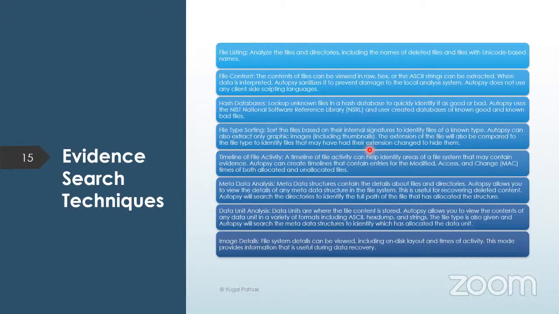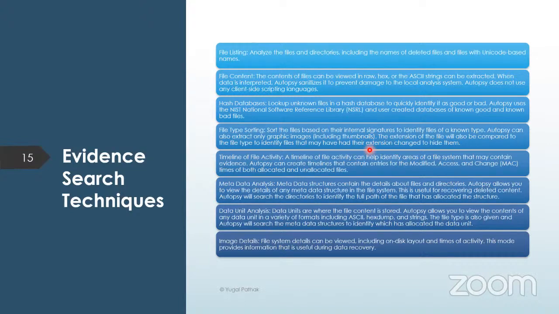For example, there are some system files, or graphical images, or user-created files, or some DLLs. There are some kinds of bad files. So in that case, we can also do file type sorting regarding that.